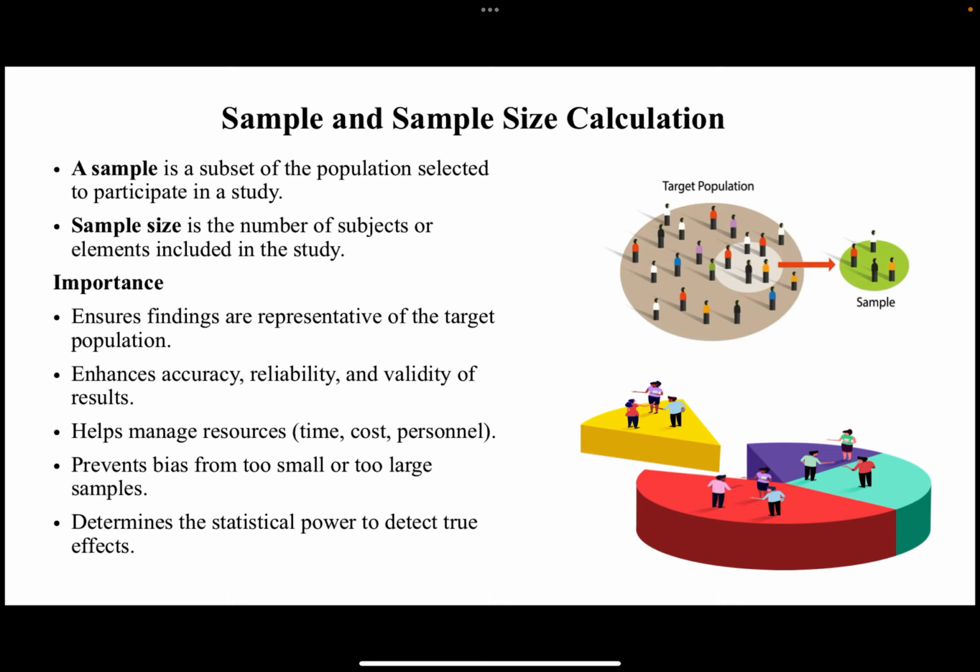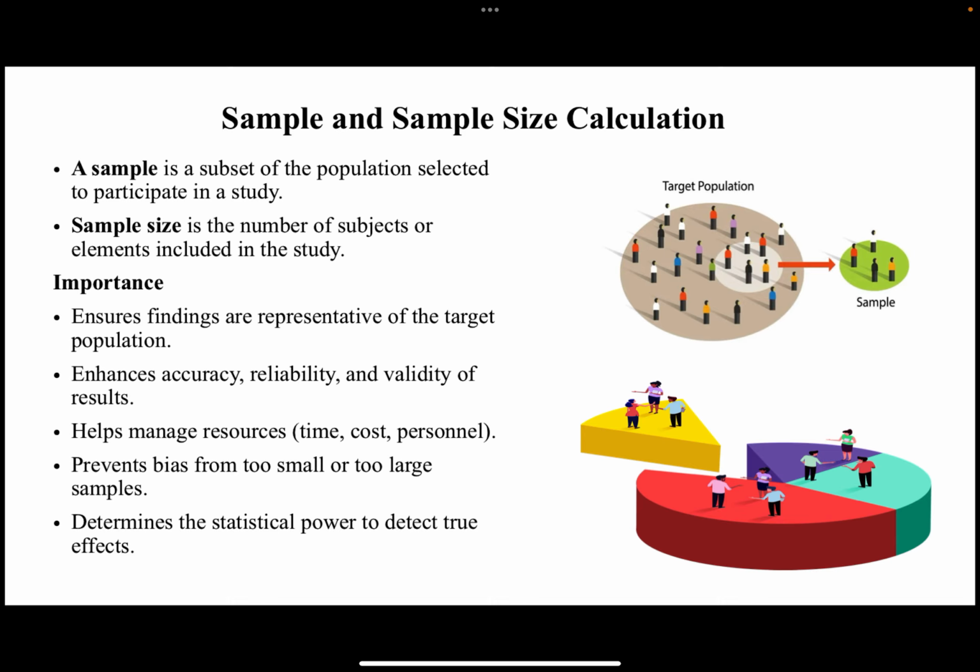Now, why is sample size important in research, in thesis and project works? Sample size is important because, one, it ensures your findings represent the target population. That is very important. Two, it improves accuracy, reliability, and validity of your results. The third point is that it helps you to manage time, cost, and resources.